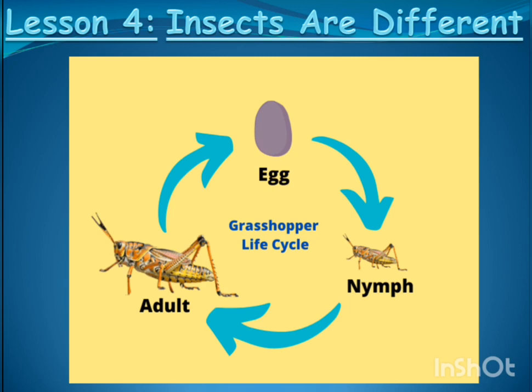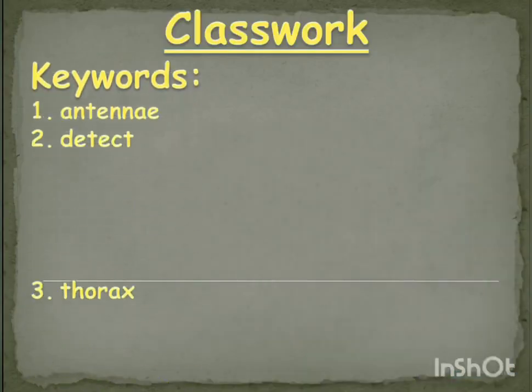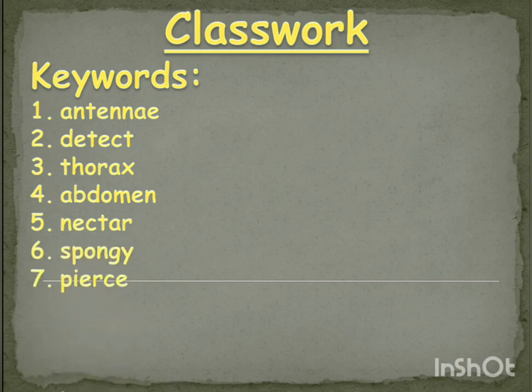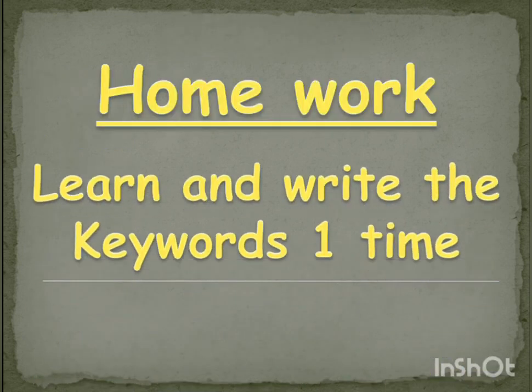Okay, now you understood about the insects, children. Now this is our vlog. So in your classwork you need to write your keywords. You know how we have written for block 1, 2 and 3, isn't it, children? In the same way you need to write the keywords in your notebook: antenna, detect, thorax, abdomen, nectar, spongy, pierce, larva, adult and nymph. Write all these keywords one time, and homework also is the same. You have to write all these keywords one time. That means you need to write the keywords twice, one for classwork, one for homework.